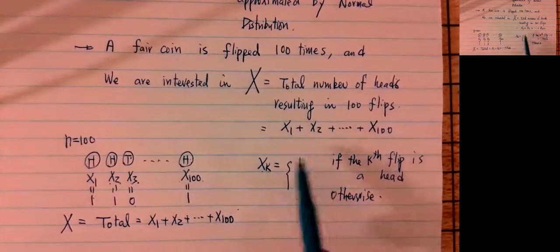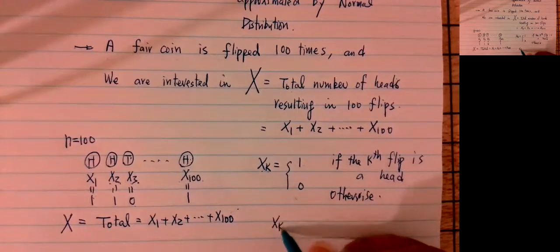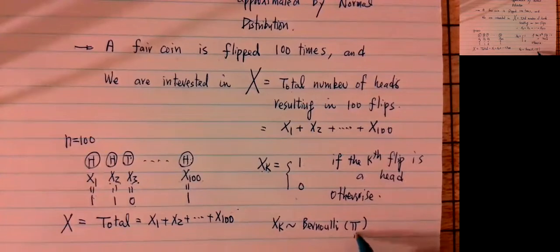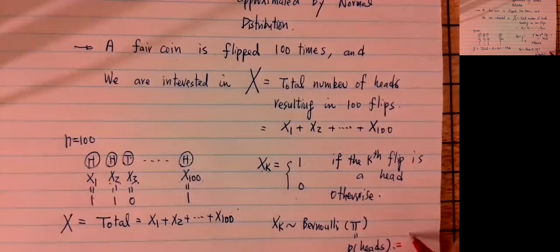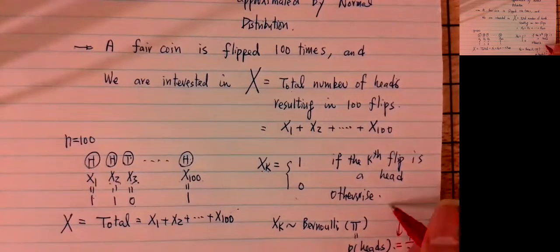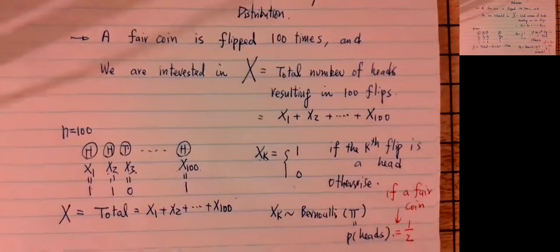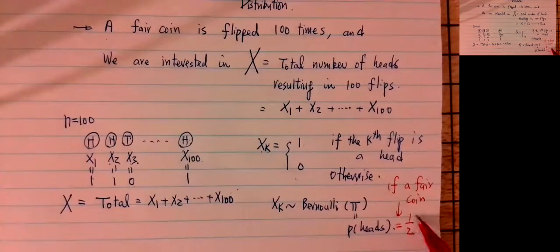Now, as you can see, Xk can only assume 1 or 0. So Xk follows a Bernoulli distribution. How likely you are to see a head is pi. Pi is the probability of seeing a head. If this is a fair coin, this is 1/2. It means you have a 50% chance to see a head and a 50% chance to see a tail, 50-50. That's why we call this a fair coin, okay?